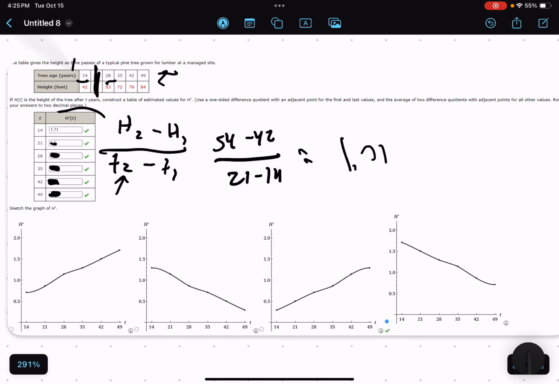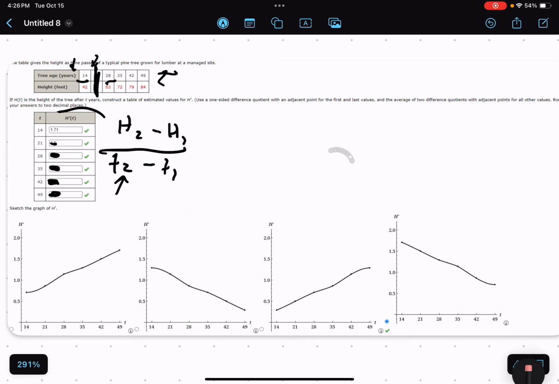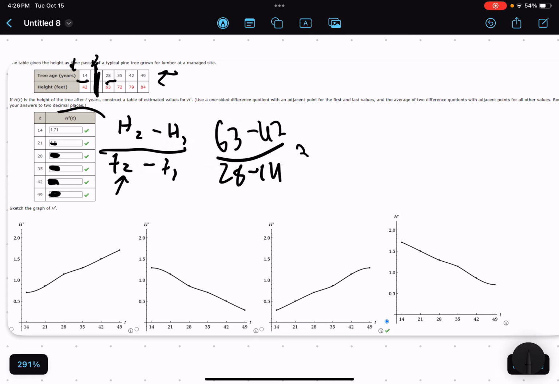So what we're going to do is we're going to write it out in the same form as the equation. It will be something like 28 minus 14 and 63 minus 42. And this should get you 1.5, and these will be the solutions for the other ones.